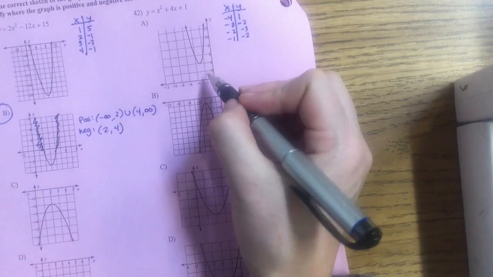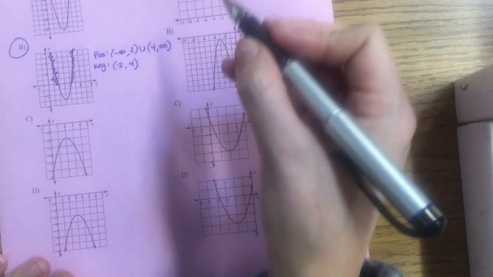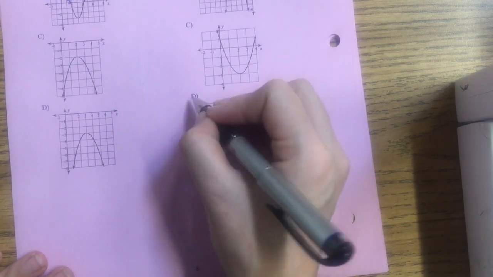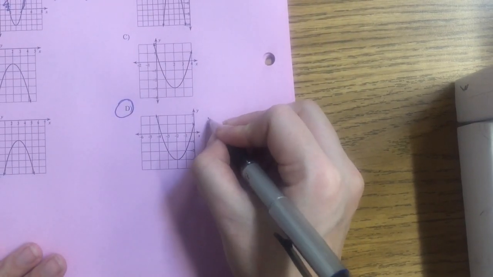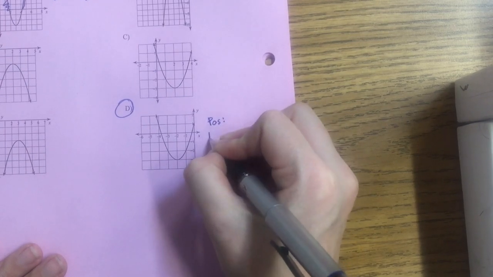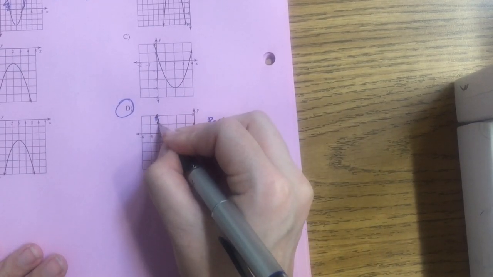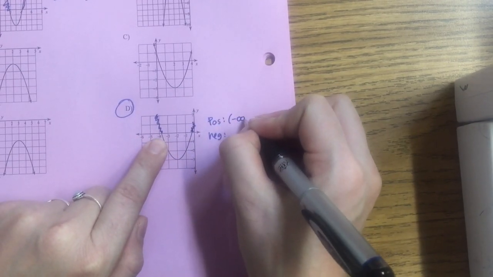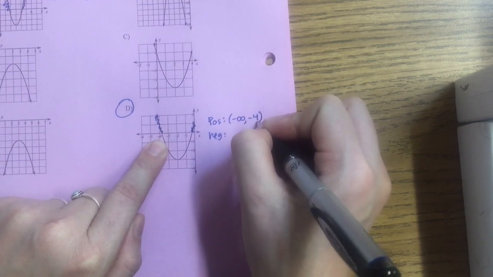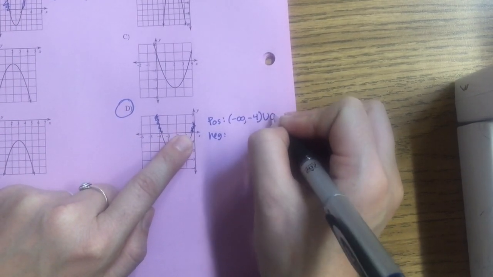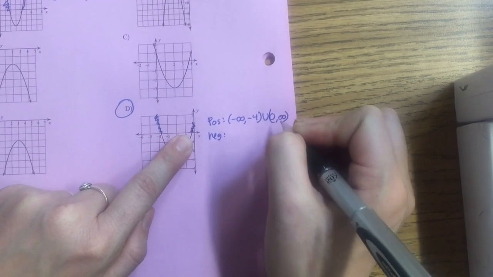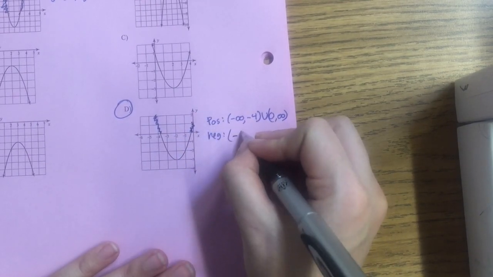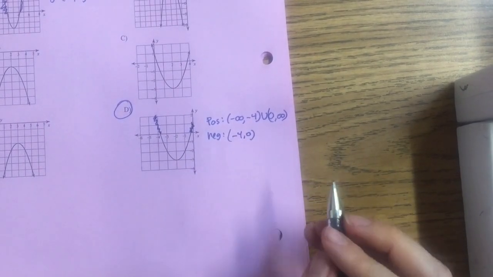On 42, I have to go left 4, up 1. So D's the one that works. I need positive and negative. This section's positive, that section's positive. So I'm going to say -infinity to -4, then 0 to infinity. That means my negative section will be -4 to 0. And I'm just estimating because they're decimals.